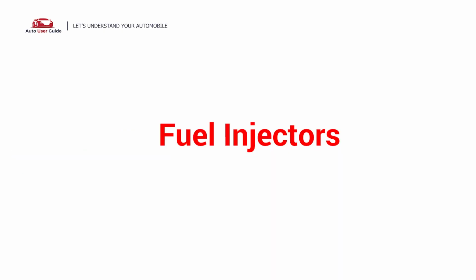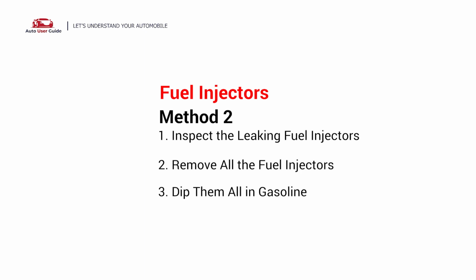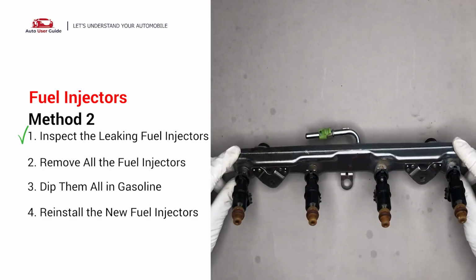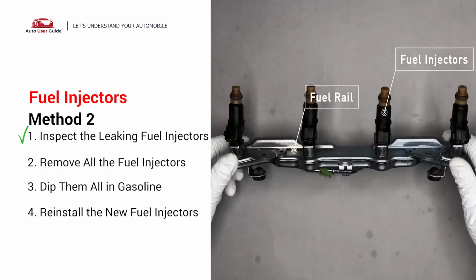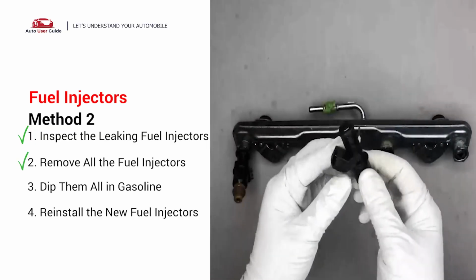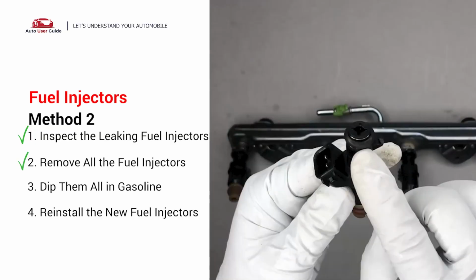Fuel injectors. The fuel injectors are mounted in the intake manifold so that they spray fuel directly at the intake valves. Inspect the leaking fuel injectors on the fuel rail. Carefully remove the fuel injector. Make sure the new injector has new seals and never use the old seals over.